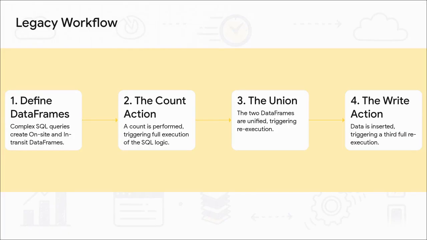Now, if you just glance at the old workflow, it looked, well, perfectly logical. It had 4 pretty simple steps. You define your data frames, which are basically just Spark's fancy name for a table, using some pretty heavy SQL queries. Then you do a count. Then you union the data frames together, and finally, you write out the result. Seems straightforward, right? But there was a critical flaw lurking just under the surface.